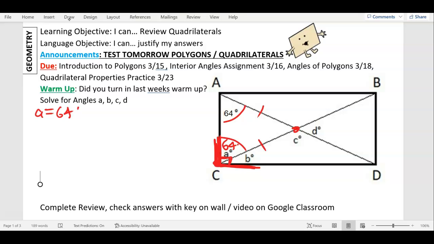Okay, so to find B, if I know one angle and I'm missing the other one, they make 90 degrees, so I'm going to subtract. And those are called complementary angles. I know it's been a while since we used that word, complementary, okay? So I'm going to do 90 minus 64, and I get 26. So that means angle B is going to be 26 degrees.